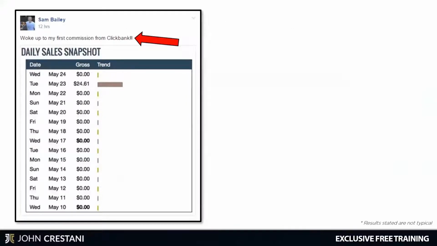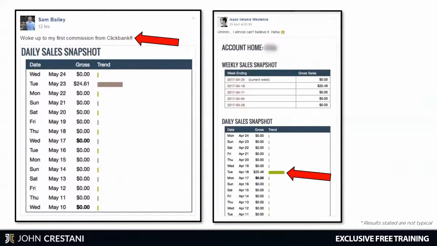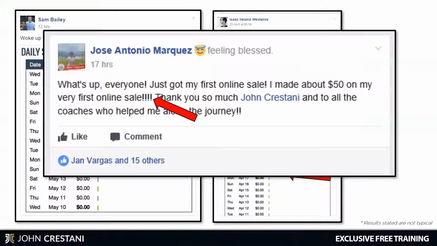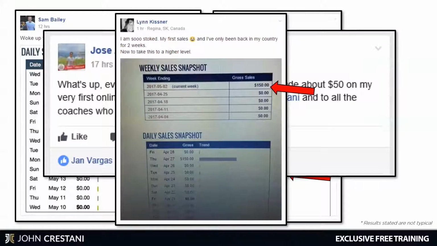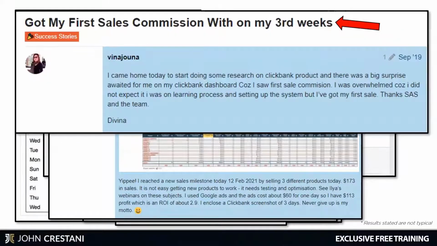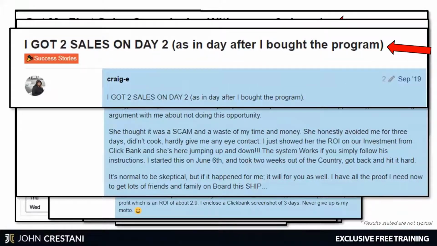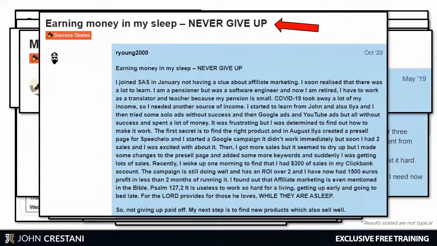And these are the results that are possible, folks. You see, first sale here. I almost can't believe this. More sales, more sales. We see folks hitting their first sales all over the place. There's never been a better time to start than right now. These students didn't think they could do this either until they joined us, until they experienced their first sales and commissions being paid out to them, and many sales after that.